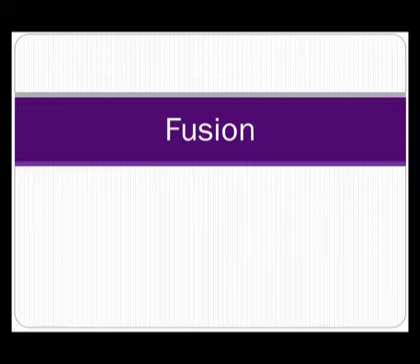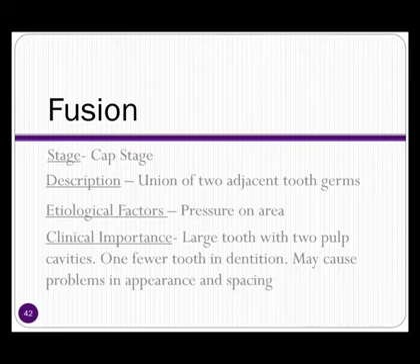Fusion can appear very similar to gemination clinically, but once you learn the differences, you should be able to distinguish fusion from gemination. Like gemination, fusion also occurs during the cap stage of tooth development, but unlike gemination, fusion occurs when two tooth germs encounter some sort of pressure and they end up fusing together.